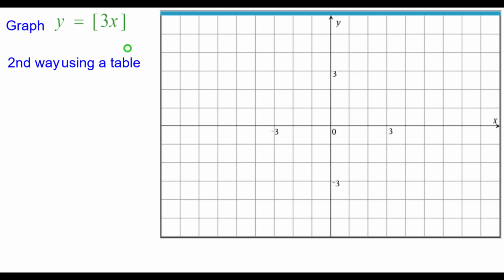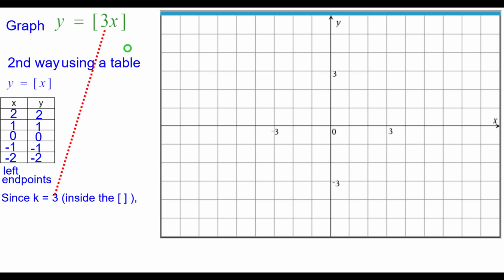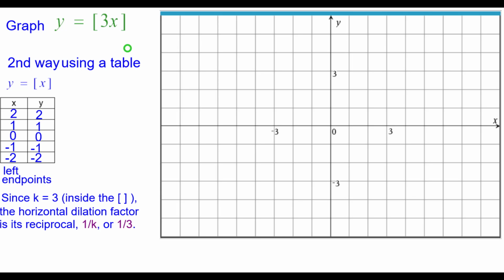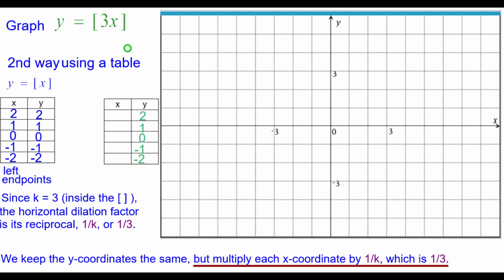Second way, using a table. We're going to look at the left endpoints, the coordinate pairs for the left endpoints, and these are the 5 points that we're going to use. Since k equals 3 inside the greatest integer brackets, the horizontal dilation factor is the reciprocal of 3, which is 1/3. And we're going to keep the y-coordinates the same, as you can see here, but we're going to multiply each x-coordinate by the reciprocal of k, which is 1/3.